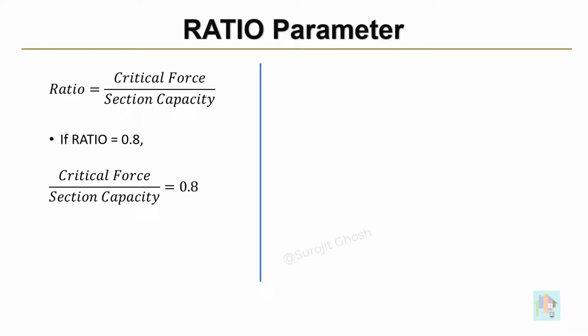That we can achieve using ratio parameter. Using this, we can inform program to select a section with higher capacity. Ratio is the critical force by section capacity value. By default, it is 1. If we specify the ratio as 0.8, program compares the critical force against 80% section capacity. We can consider this during section selection.